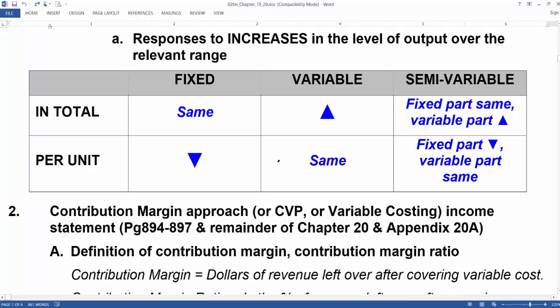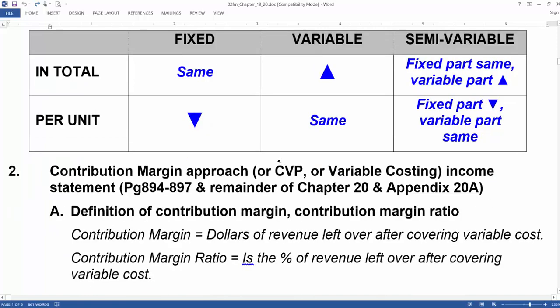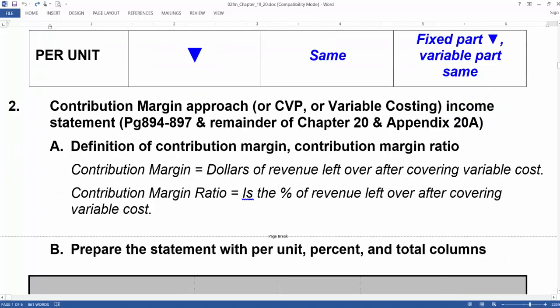The contribution margin and the contribution margin ratio are the two most important factors that you'll use from this. The contribution margin is how much revenue you have left over from your sales after you've covered your variable costs. So it's sales minus variable costs equals contribution margin. And the contribution margin ratio is the percentage of revenue that you have left over after covering your variable costs. So that's your contribution margin divided by sales.